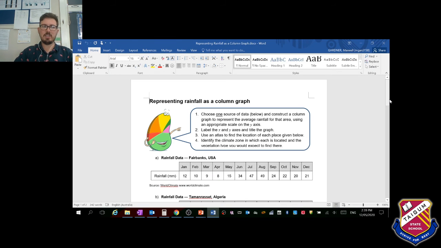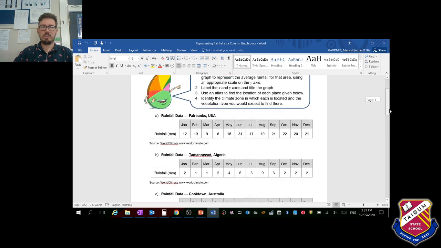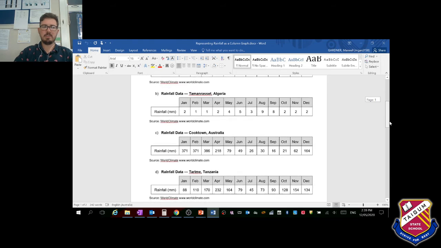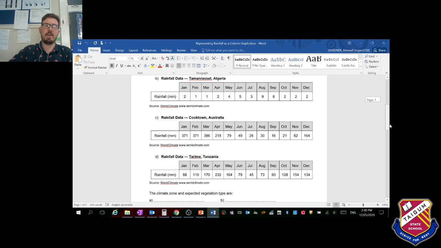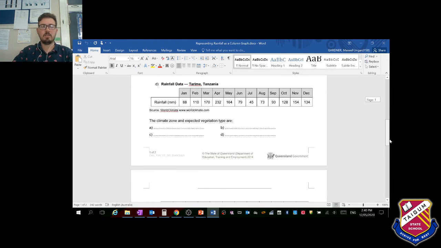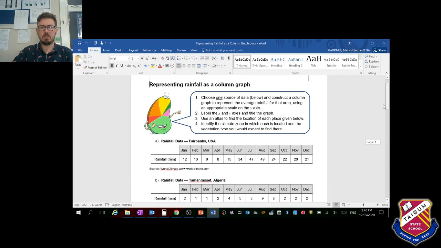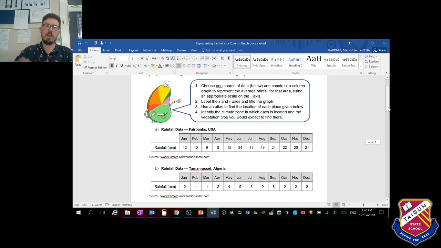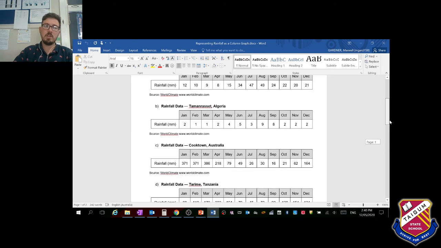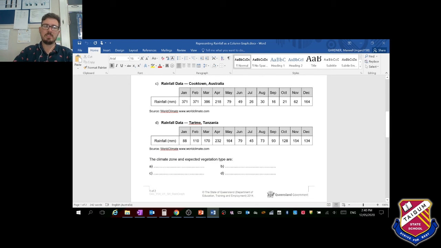Okay, finally, you will have this sheet in front of you representing rainfall as a column graph. You've got a few different places here, and each of them shows you how much rainfall they got in each month. So the climate zone and expected vegetation type are what? I want you to think. Actually, it says use an atlas. If you have access to an atlas or Google Earth, Google Maps, you can look up each of these places and figure out what climate zones they are from, whether they are tropical climate zones, temperate climate zones, or polar. Okay, and then the expected vegetation, whether they are deserts, grasslands, tundra. Okay, all of those things. Off you go.